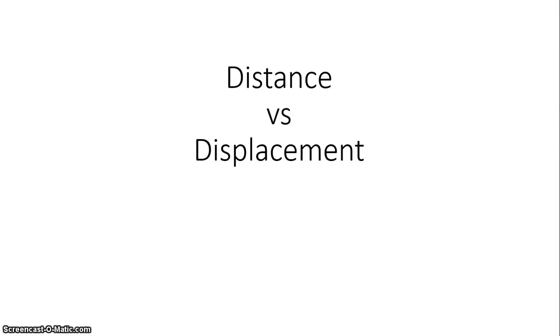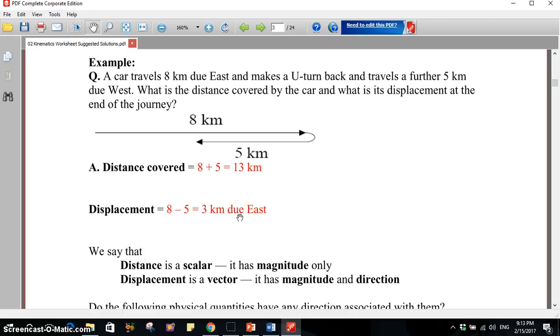In this video, we will look at the difference between distance and displacement. Let's take a look at the example in our notes. In this case, a car travels 8 km due east and U-turns to travel back 5 km. So when we talk about distance, which is a scalar quantity, we only need to consider the magnitude, so it's 13 km.